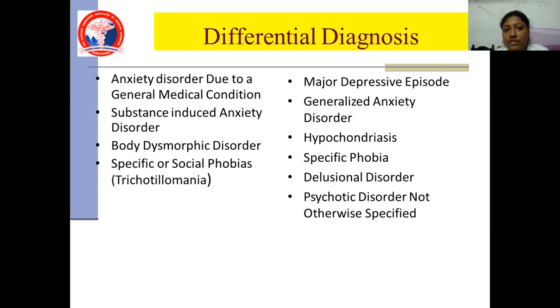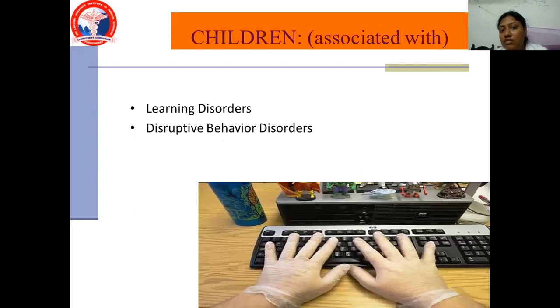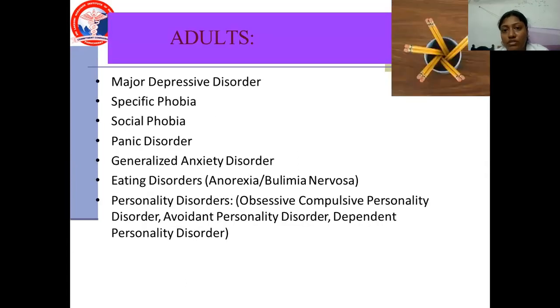So these are the differential diagnoses, that is anxiety disorder, substance induced anxiety, BDD, trichotillomania, NDD, and generalized anxiety, hypochondriasis, specific phobia, delusion disorder, and psychosis in illness. And in children, it's associated with learning disorder and disruptive behavior disorders, intermittent explosive, that is also tic disorders. And in adults, it's usually MDD, phobia, social phobia, panic disorder. These are comorbidities, like it's associated with GAD, eating disorder, personality disorders, avoidant personality disorder, and dependent personality disorder.